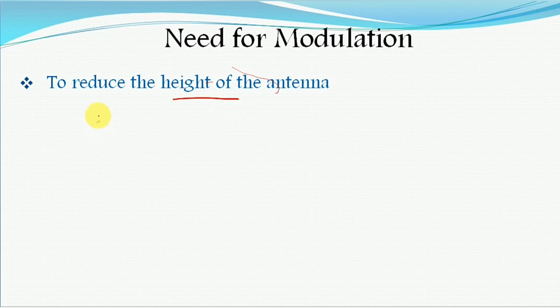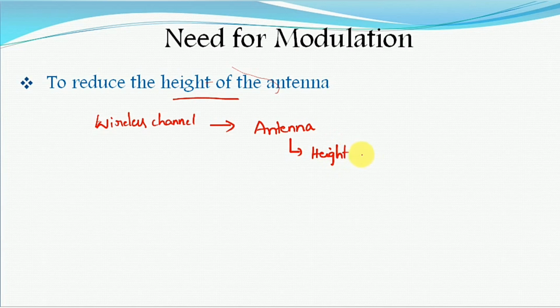Whereas if you consider a wireless channel, the transmission is possible only with the help of an antenna, which means the messages are transmitted and received with the help of antennas. So for proper radiation and reception of the signal, the height of an antenna should be a quarter wavelength of the frequency. That is, if you consider the height of an antenna as h, then in terms of wavelength, the h value should be lambda by 4.